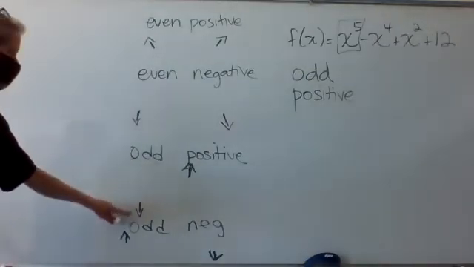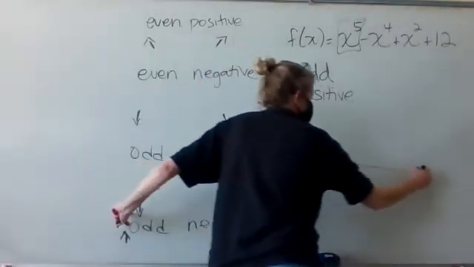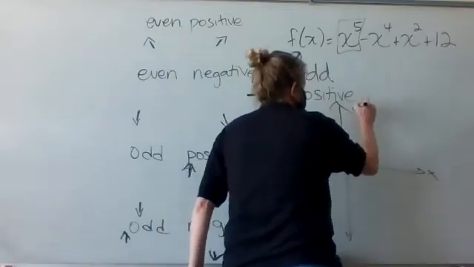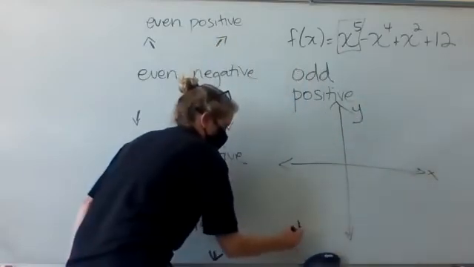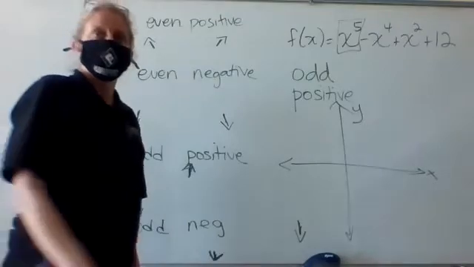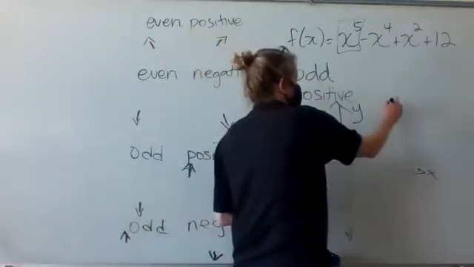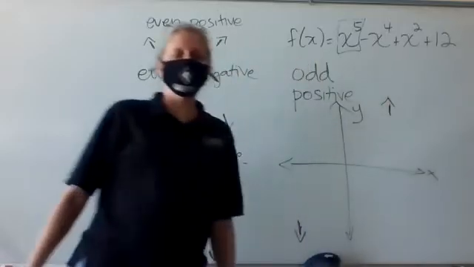So the left side of the graph should be down. It can do whatever in the middle. The right side of the graph should be up.